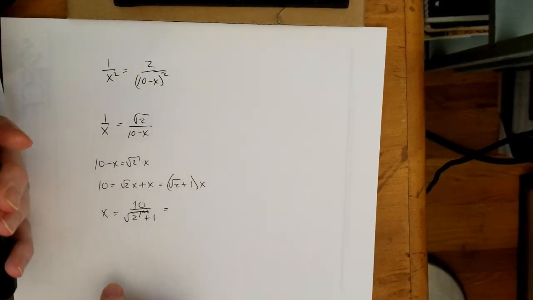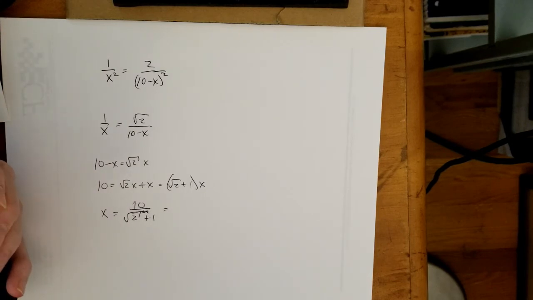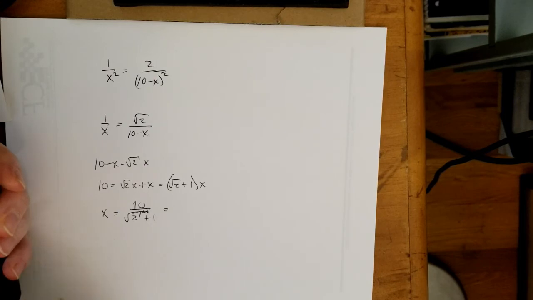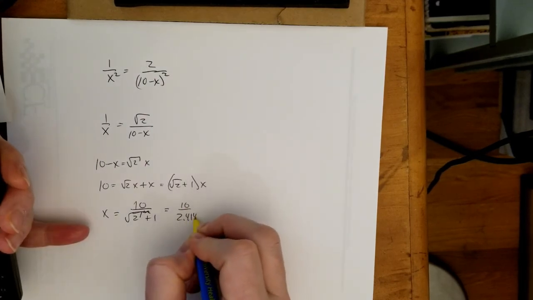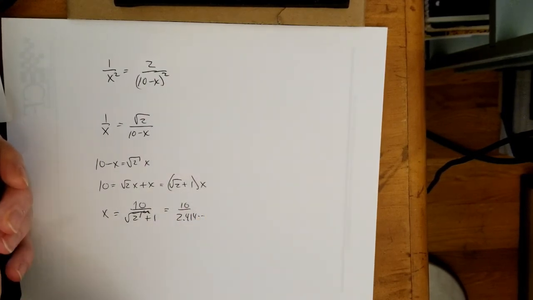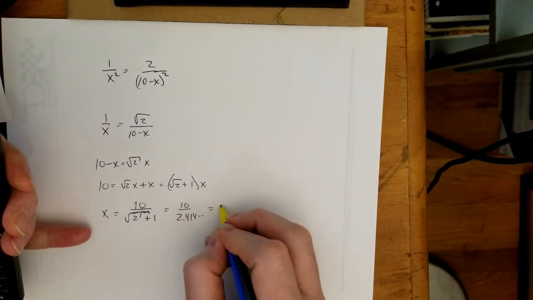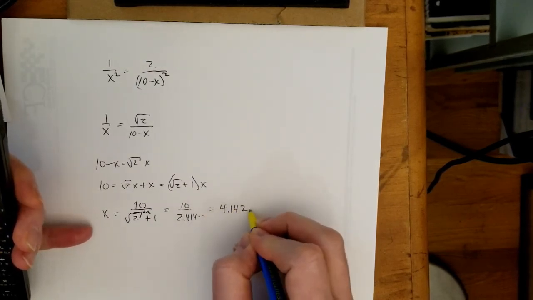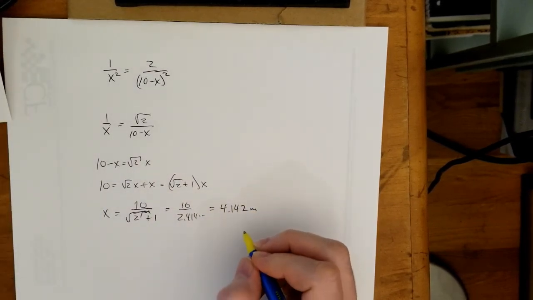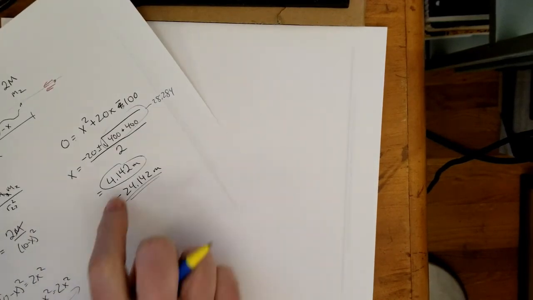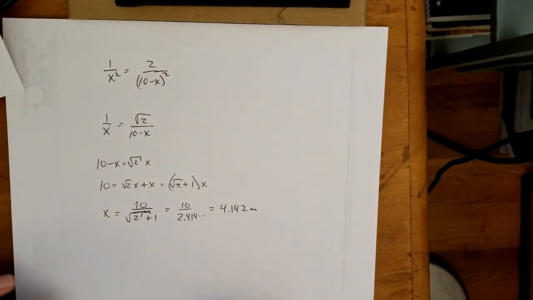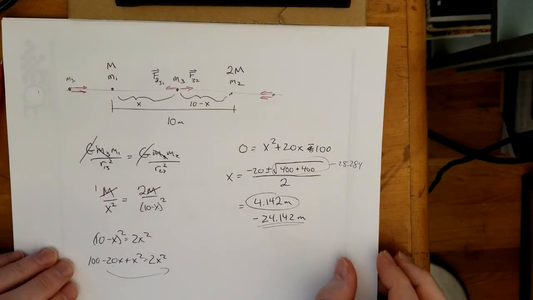And you could go through and rationalize the denominator, but frankly, I've got a calculator here. It's 10 over 2.414, and so on. I get 4.142 meters. Lo and behold, it's the exact same answer that we had before. So just an alternate way, just another gravitation problem.